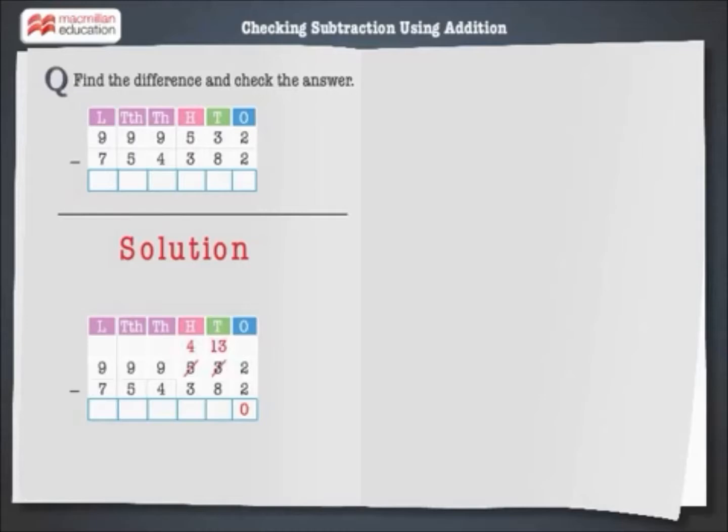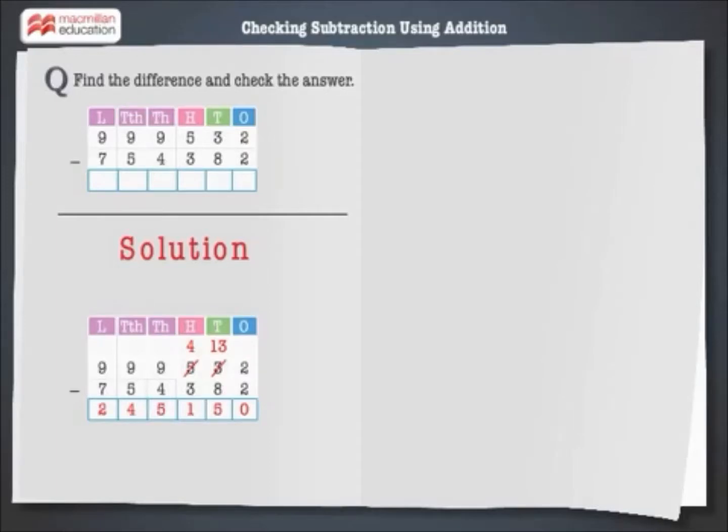Now subtract. 13 minus 8 is equal to 5. Next, subtract the hundreds. 4 minus 3 is equal to 1. Next, subtract the thousands. 9 minus 4 is equal to 5. Next, subtract the 10,000s. 9 minus 5 is equal to 4. Finally, subtract the lakhs. 9 minus 7 is equal to 2.